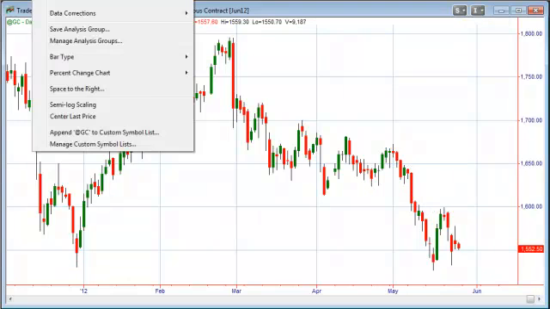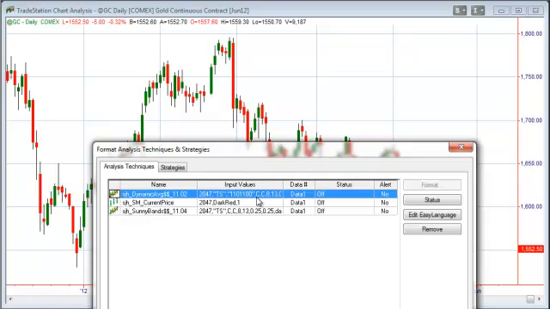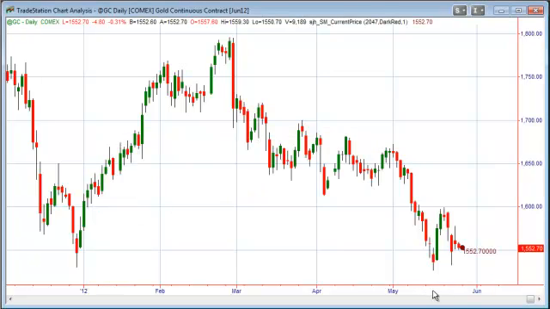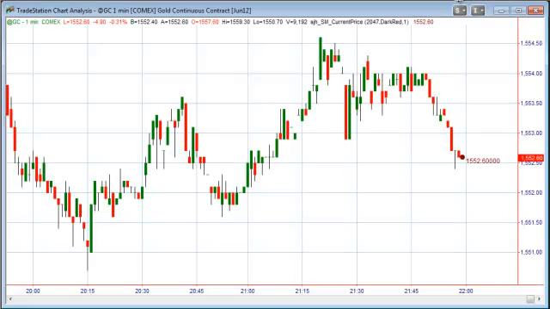And we will go to the Format, Analysis Techniques. And the next one I'm going to show you is Current Price. And that one is just a little red dot right out here at the end of the last price on the chart. 1552.60 is what this one shows. I'm going to change this chart just real quickly to a 1 minute chart so you can see what I actually do with this dot.